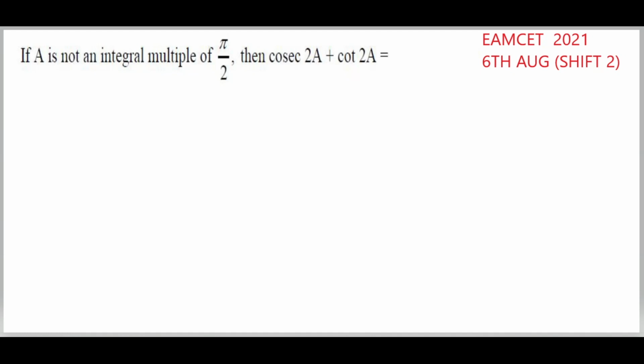If A is not an integral multiple of pi by 2, then cosec 2A plus cot 2A is. So this is cosec 2A plus cot 2A. That is, cosec 2A is 1 by sine 2A, plus cot 2A, this is cos 2A by sine 2A. That is equal to 1 plus cos 2A by sine 2A.